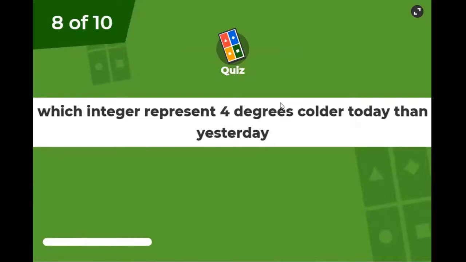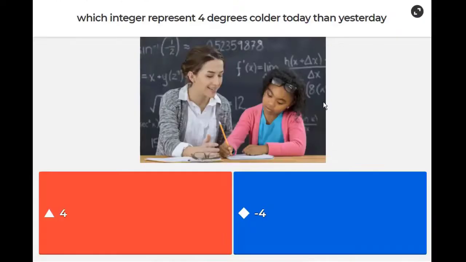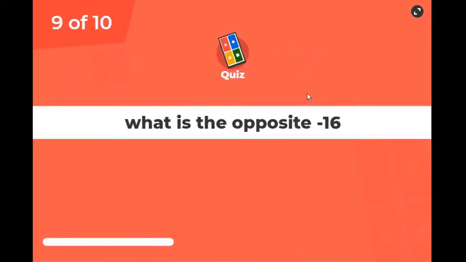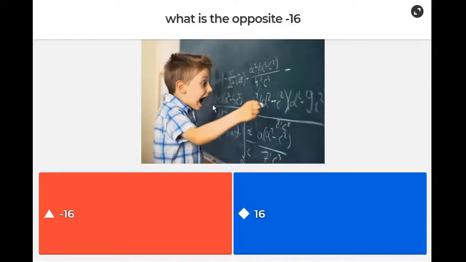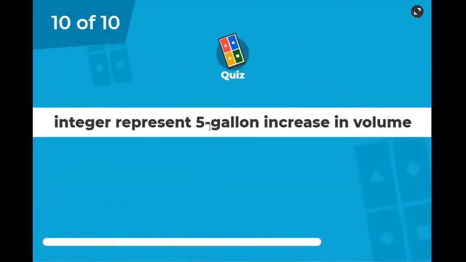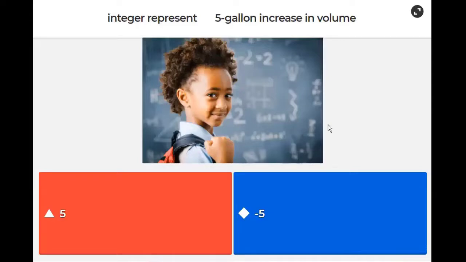True. Question number 8, which integer represents 4 degrees colder today than yesterday? It is -4. Question number 9, what is the opposite of -16? Question number 10, the integer representing a 5 gallon increase in volume.